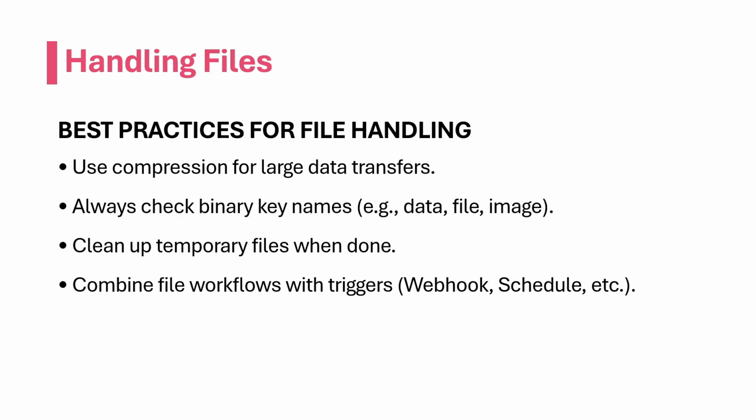Before we wrap up, here are some best practices for handling files in n8n. Keep an eye on file sizes. Large files can slow down execution. So use compression or cloud links for big files instead of transferring them directly. Then you can always check the binary key name. For example, your file might be under data, file, or image depending on the node. Then clean up temporary data after processing and use triggers like webhook or cron to automate file-based workflows on schedule.